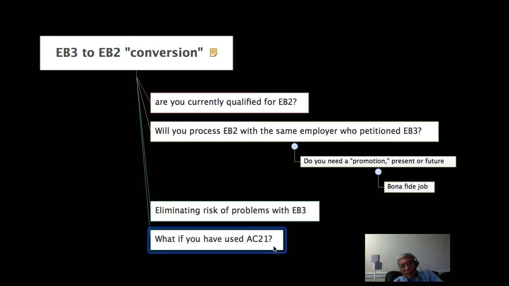And the last issue I want to touch upon before I start answering the questions posted is, what if I used AC-21? This is a very tricky situation. Think about it. You are one of the lucky ones who's got your 485 pending. I-140 is approved under EB3. You changed from IBM to Sun Microsystems. You changed employers. Okay. Your job was programmer.